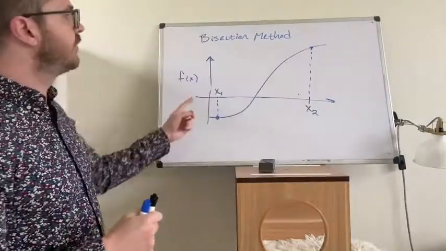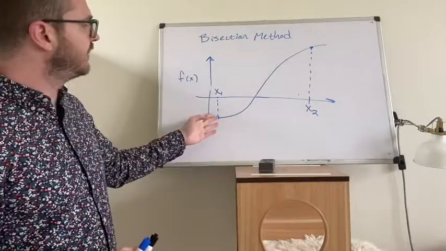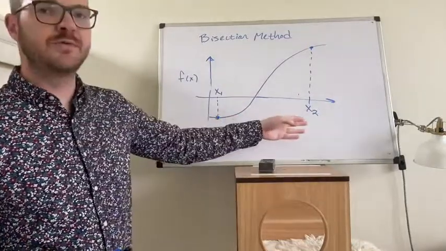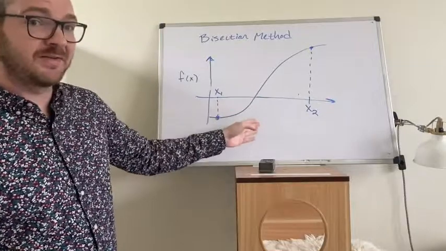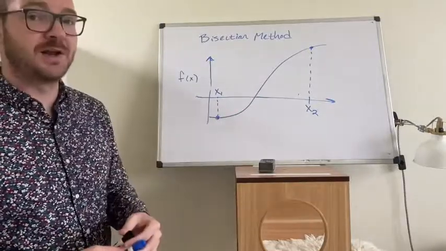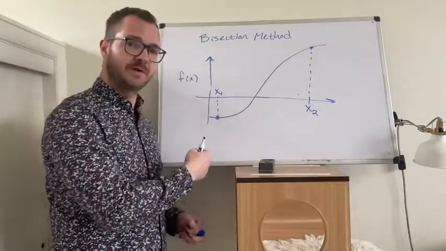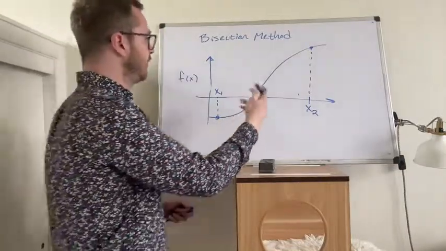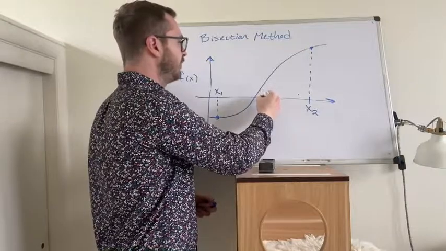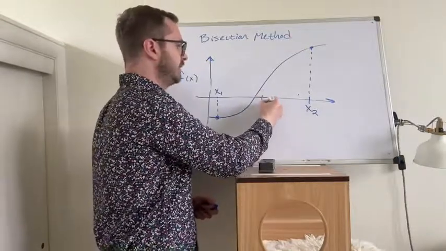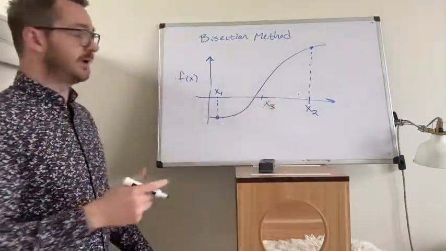What we're going to do with the bisection method is take this interval x1 to x2 and bisect it. So really we're just going to cut it in half. Let's take the value that is the average of x1 and x2, the midpoint between them, and plot it. That's going to be about right here. Let's call that x3.